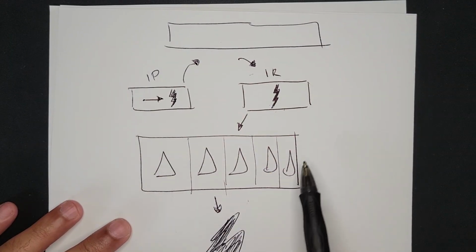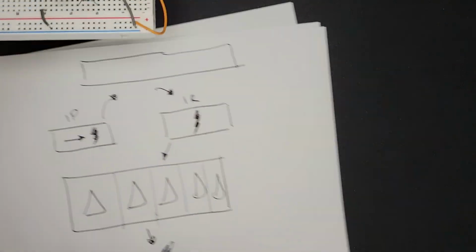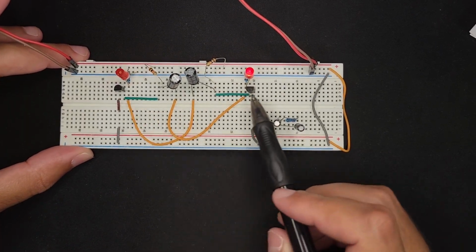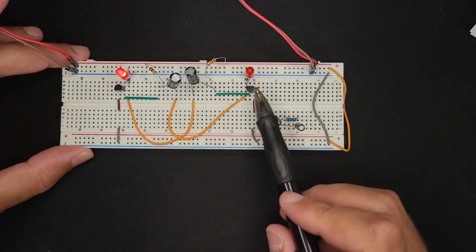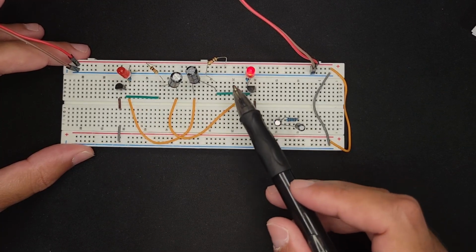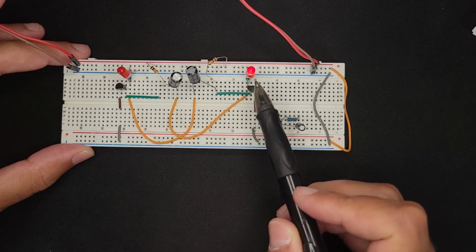Now to trigger this, we need a heartbeat. And we had built an astable multivibrator before. There's a video on it if you want to see it, but this can act as our heartbeat. It just constantly pulses between 2 points. So we can use either when this LED lights up or when this LED lights up, they're opposites. We can use this as the clock pulse.